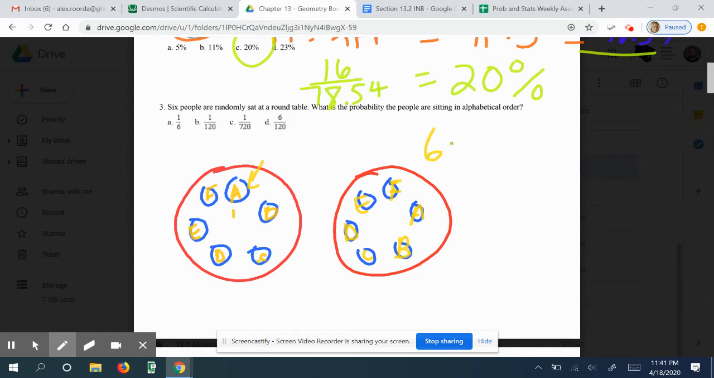6 areas. And then Person B has 5 areas, 4, 3. Person E would have 2 areas, and person F would only have the 1. So we call that 6 factorial.